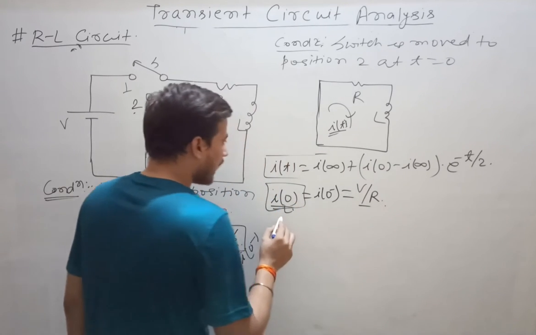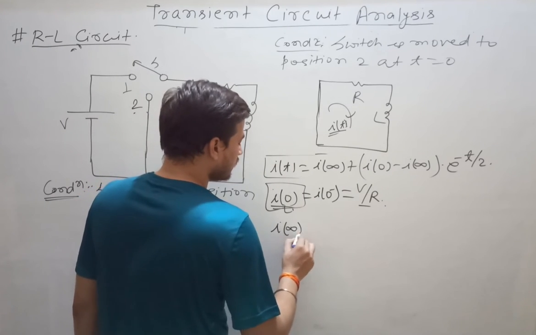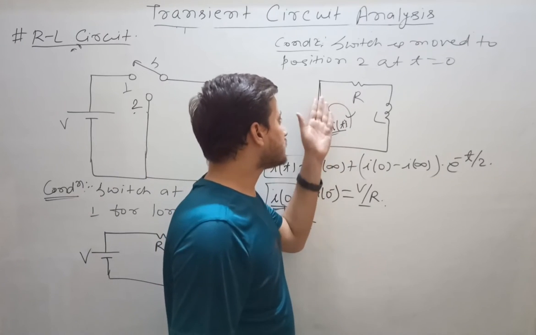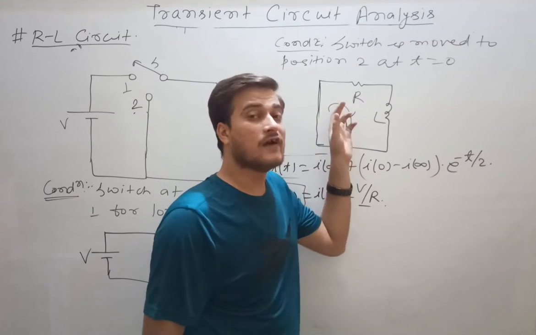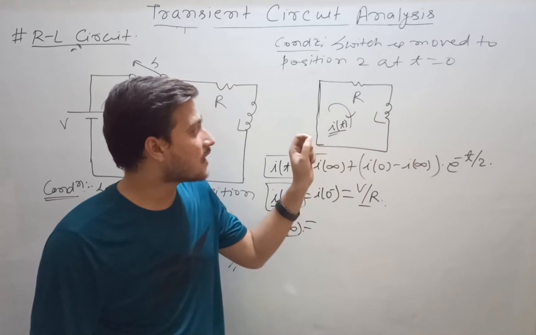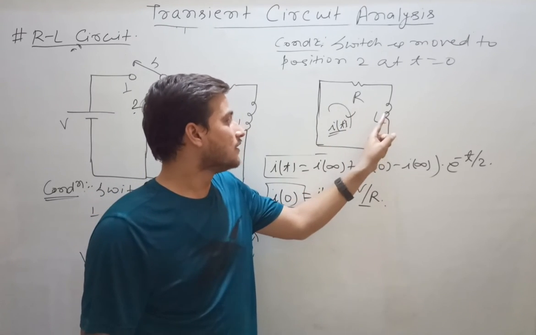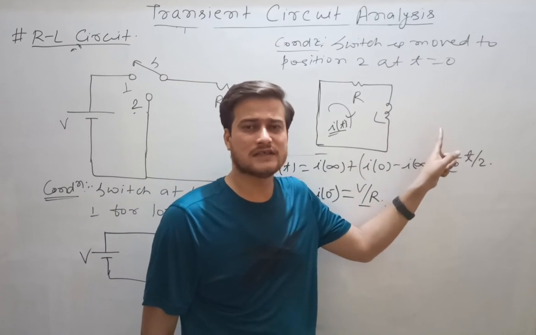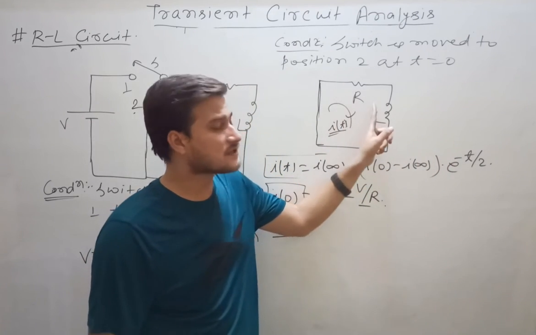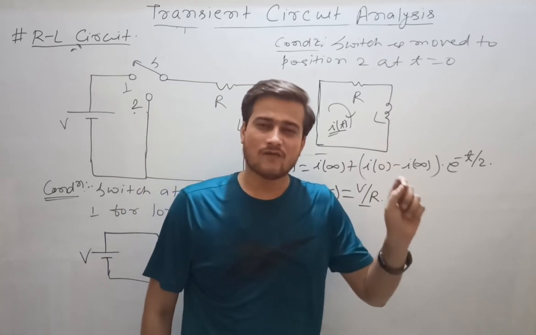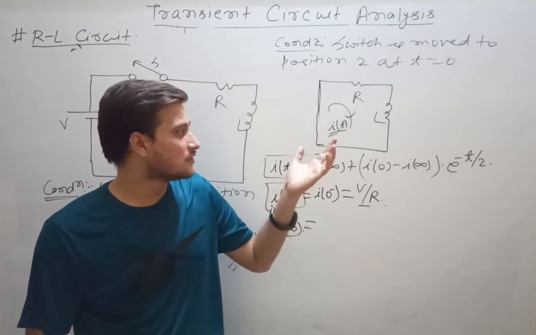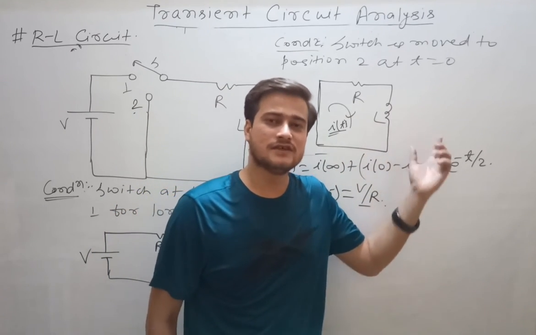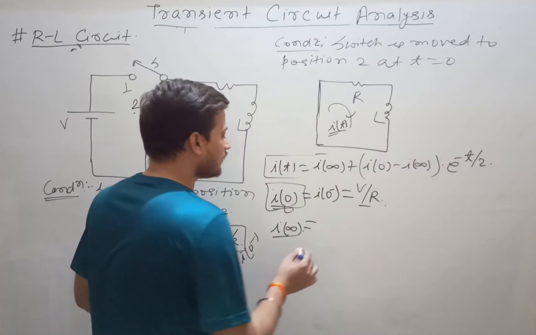Clear? Now you have to write I infinity. I infinity means now the switch is at this position for a very long time. So when the switch is at this position for a very long time, the inductor was carrying the current of V by R ampere initially. Now through this resistor, the inductor will be discharging. Once the inductor starts discharging, when the time t reaches infinity, the current through the inductor will become 0. So you write I infinity will be equal to 0.